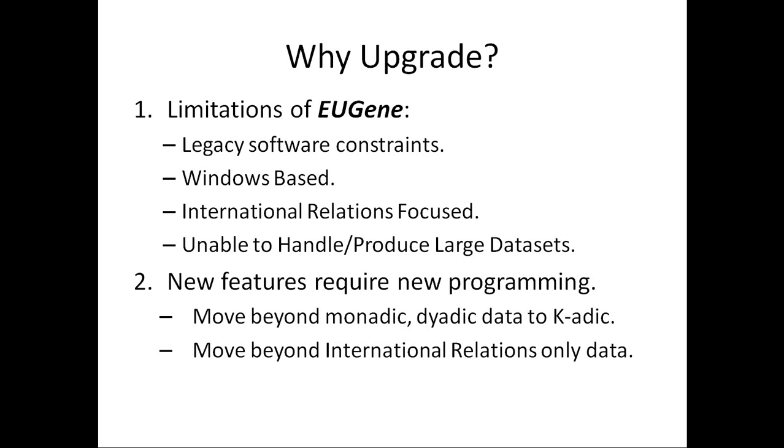So these are some of the motivations for creating the NewGene software and moving beyond the EuGene software: to go away from these legacy-based software constraints, and to enable this to be software that can run on other operating systems. Also, to make this software that, though we expect it to still be widely used by international relations scholars, can be more easily used by scholars doing other types of research because it will be more flexible in terms of the unit of analysis and the time units.